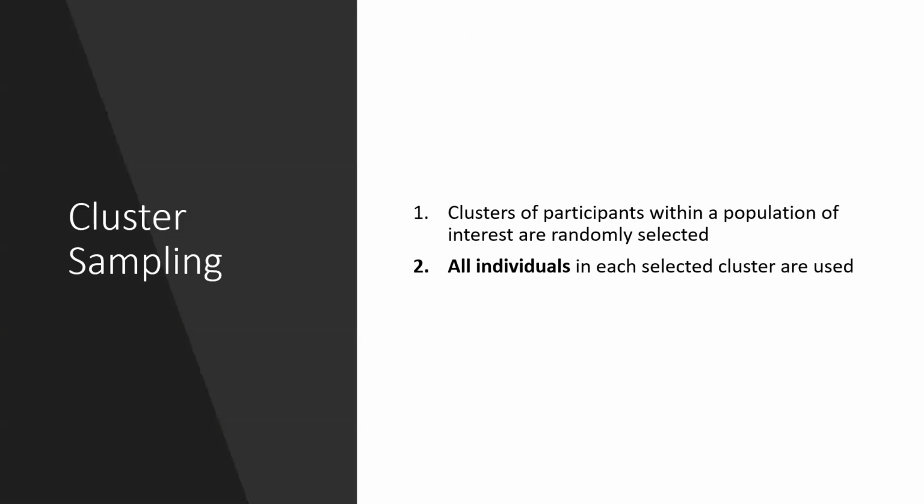But what does cluster sampling exactly look like? First, clusters of participants within a population of interest are randomly selected. Then all the individuals in each selected cluster are used. Let's give you an example so you can more easily see what this would look like in research.